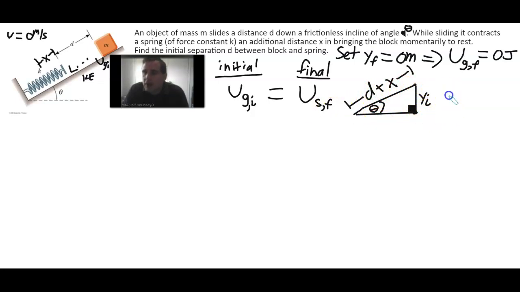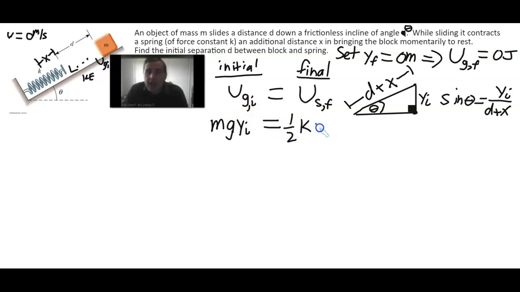So I think we can write down the ratio as sine theta. So the sine theta is going to be y initial over d plus x. Now we certainly might need that. Let's go ahead and start writing out the terms for the initial gravitational potential energy and the final spring potential energy. So this should be mg y initial, the initial gravitational potential energy, is equal to 1/2 k x squared, and x is the final spring compression.